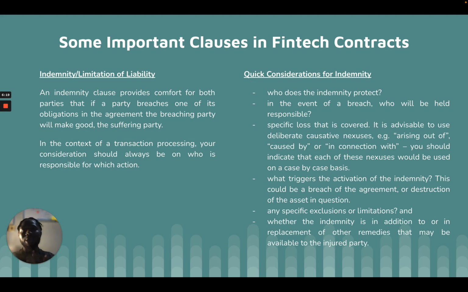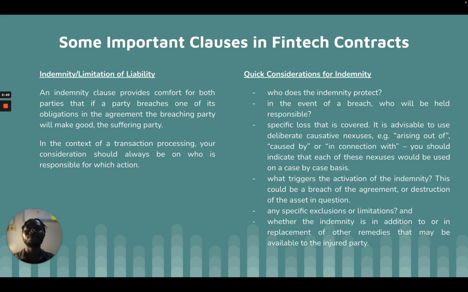Now, I just came up with a few considerations for when you are thinking about drafting your indemnity clause. So who does it protect, right? In some contracts you see a one-way indemnity, in some other contracts you see a mutual indemnity clause. So who does it protect? In the event of a breach, who is responsible? Now, specific losses that are covered, right? Again, it depends on where you are from, who you are acting for.